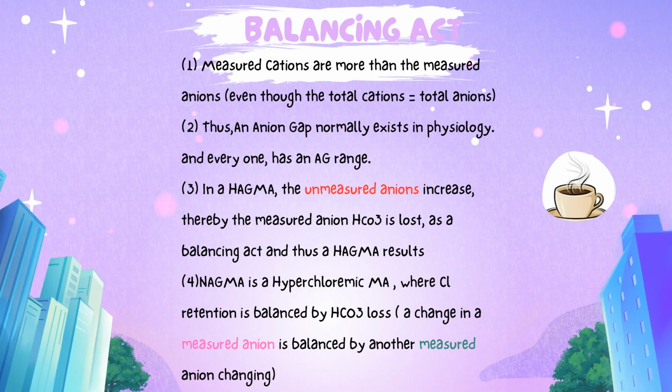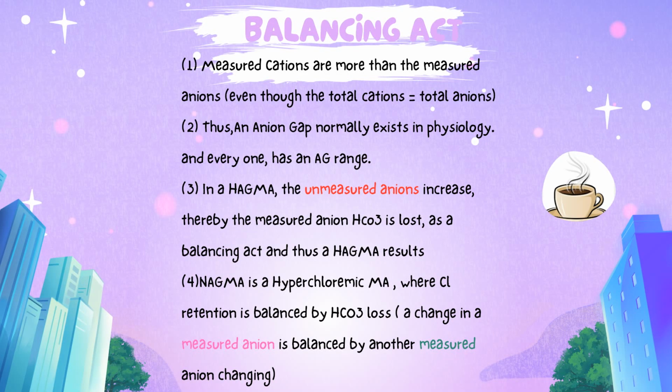Having looked at the concept of electroneutrality, now let's delve into the second balancing act of ion equilibrium. What exactly is that? To maintain normal physiology, when an anion is either increased or decreased, there is a counterbalancing act of another anion going in the opposite direction. Similarly, when a cation changes, another cation changes in the opposite direction. Essentially, that's what the ionic equilibrium means.